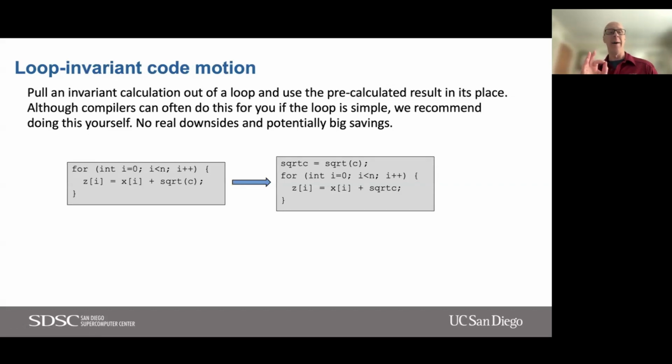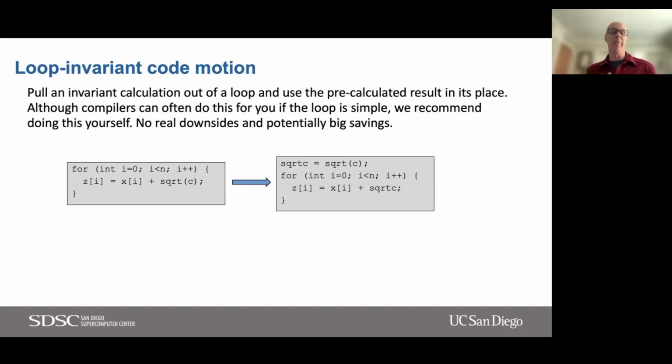This is just a very fancy way of saying taking an invariant calculation out of a loop, and using a pre-calculated result in its place. Sometimes the compilers can do this for you, but we still recommend doing it for yourself, as we saw with the example of the properly and improperly nested loops. The compiler may not always save you.